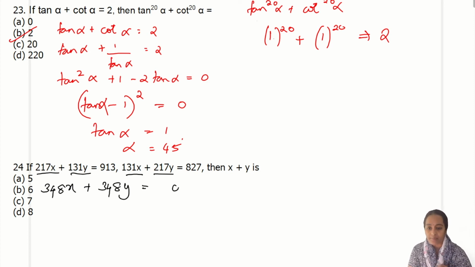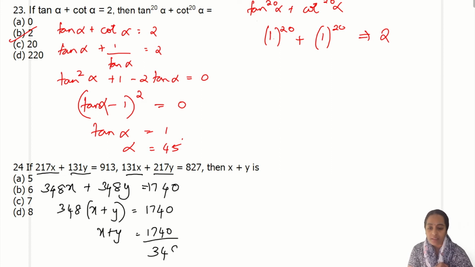That is going to be 1740. Now you can take 348 out, multiplied with x plus y, equals 1740. What is x plus y, children? x plus y is going to be 1740 divided by 348. If you see, 348 will go 5 times, since 348 multiplied by 5 is 1740. So the answer is going to be option A, which is 5. The x plus y value is 5.